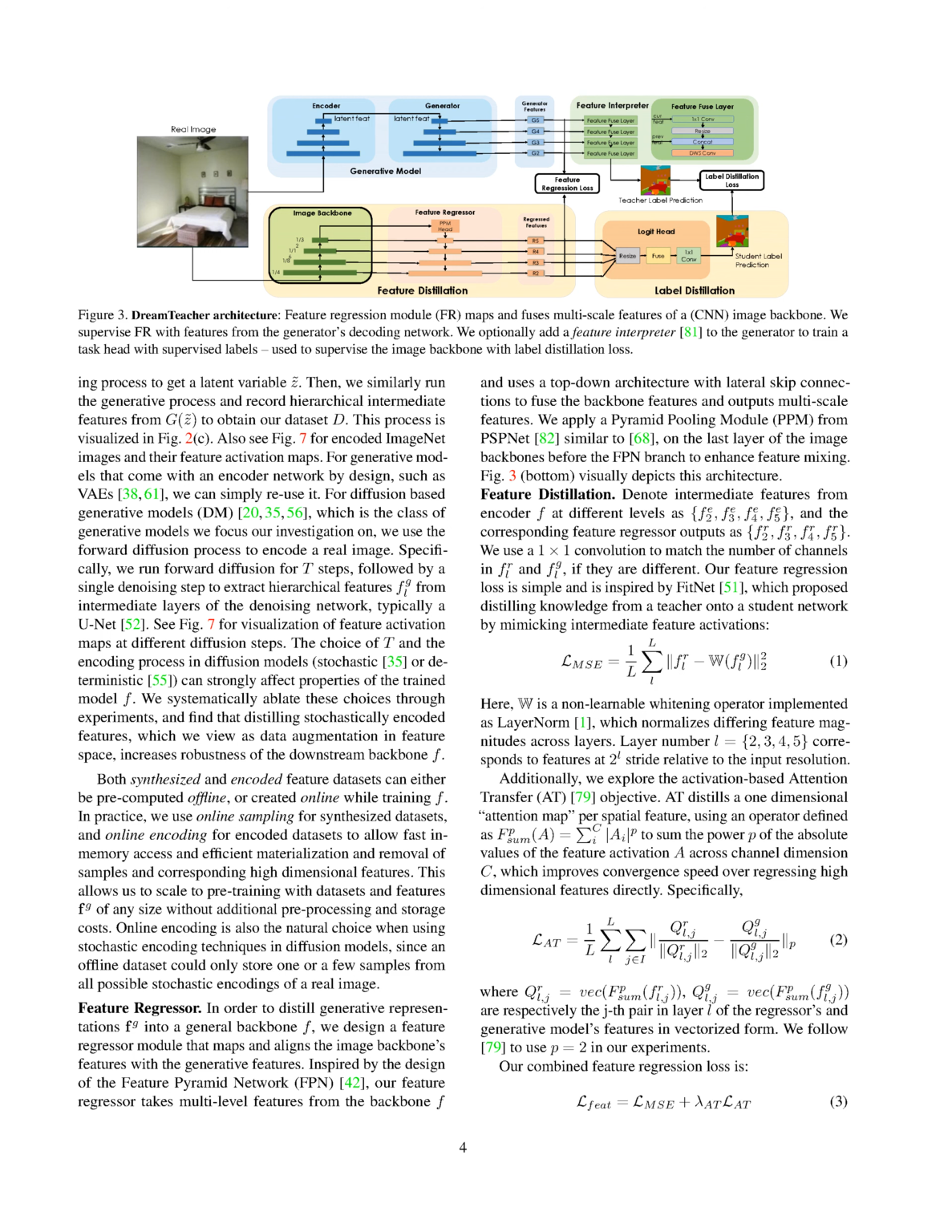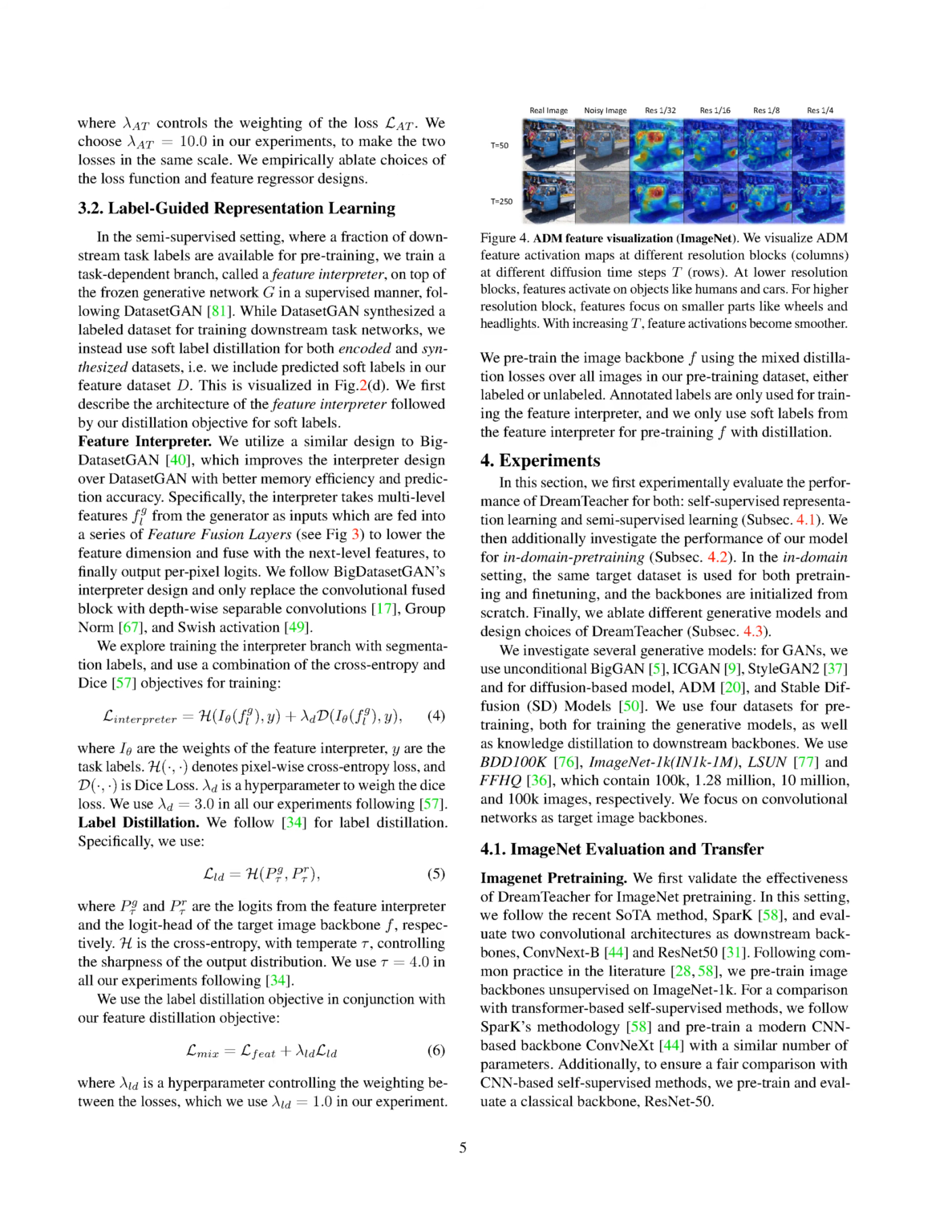We also explore the activation-based attention transfer, AT, objective, which distills a one-dimensional attention map per spatial feature, using an operator defined to sum the power of the absolute values of the feature activation across the channel dimension. This improves convergence speed over regressing high-dimensional features directly. Our combined feature regression loss is the sum of the mean squared error, MSE, loss and the AT loss, where the AT loss is weighted by a factor of 10.0 to make the two losses in the same scale. We empirically ablate choices of the loss function and feature regressor designs.